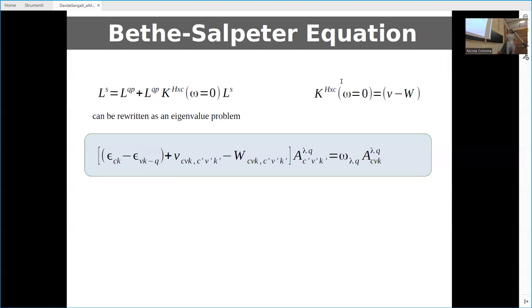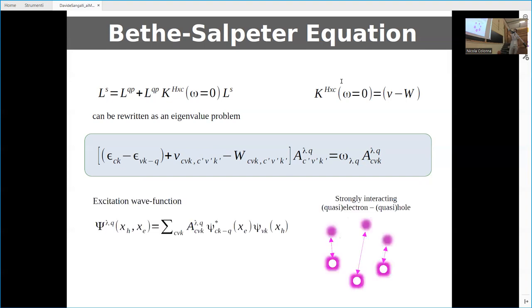This eigenvalue problem describes, let's say, free electron-hole excitations, so an electron promoted from the valence to the conduction. Then there is the role of this term, which is the derivative of the Hartree term, and in the excitonic language is called the electron-hole exchange term. And then this term, which is the derivative of the GW self-energy, keeping W frozen, is the electron-hole interaction. So one can solve this eigenvalue problem and get the excitonic wave functions, which can then be represented also in real space. So they describe bound electron-hole states.